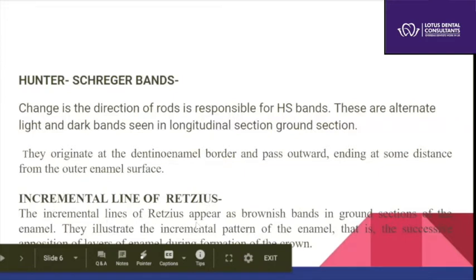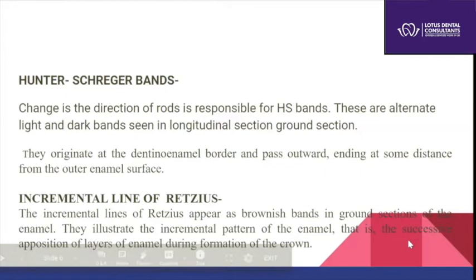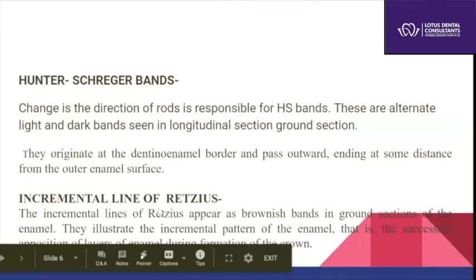The incremental lines of ridges are brownish bands in the ground section of the enamel. They illustrate the incremental pattern of enamel, that enamel is found in successive apposition layers, right? The enamel is laid down in layers. So that is depicted by the incremental lines of ridges in the ground section of the enamel. Clear? Brownish bands in the ground section of the enamel. If you have any question, feel free to stop me, Aisha.